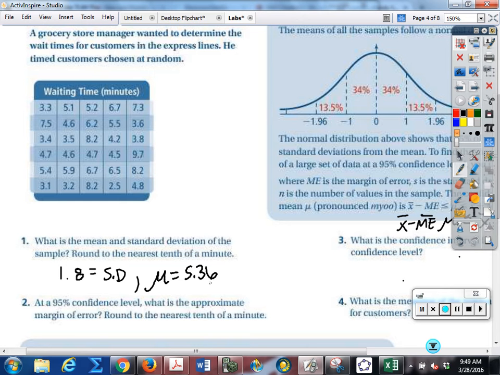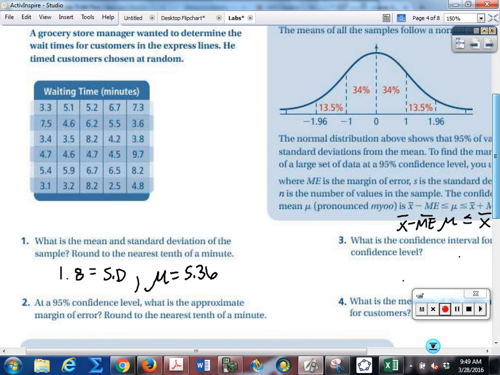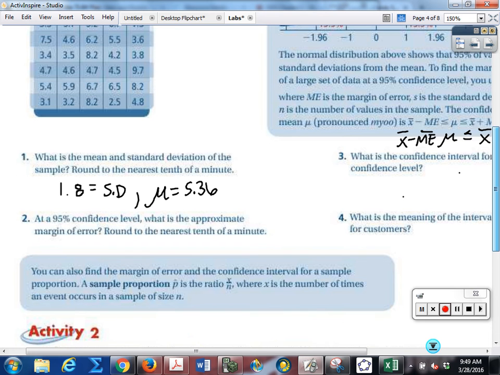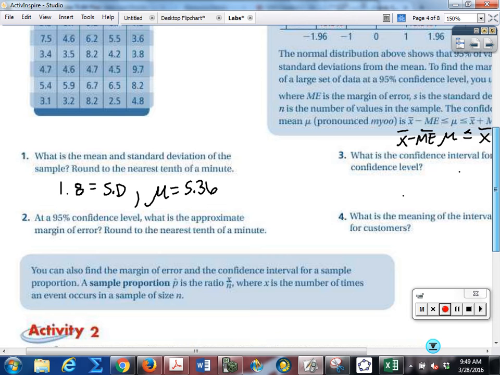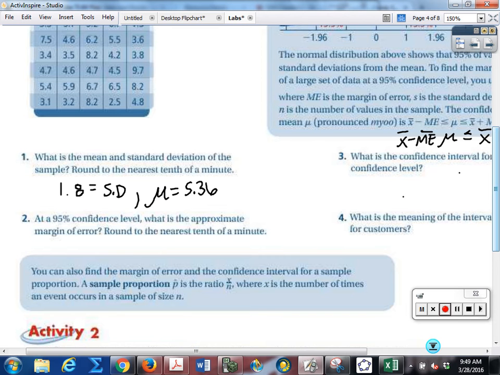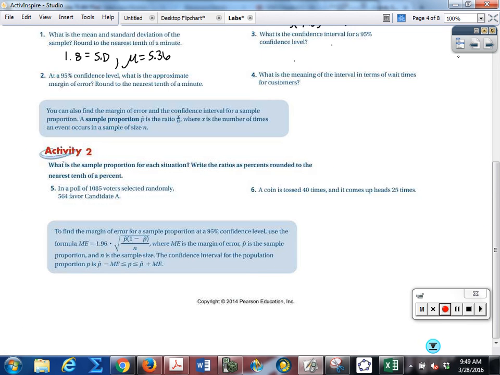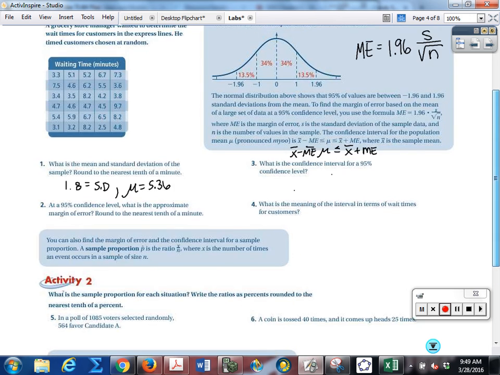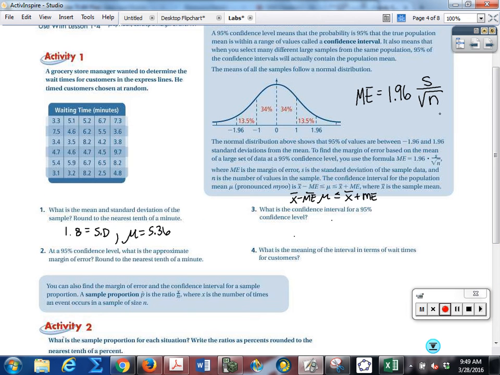So this is saying on average the wait was 5.36 minutes with a standard deviation of 1.8 minutes. Okay, so that's what we did last time. At a 95% confidence level, what is the approximate margin of error? So now you are using your formula for margin of error, which is this one. You need to take 1.96, take the standard deviation, and divide it by the square root of the number of numbers. So the S is standard deviation.